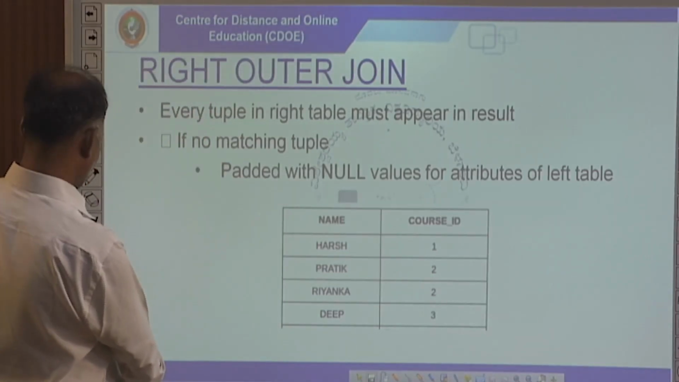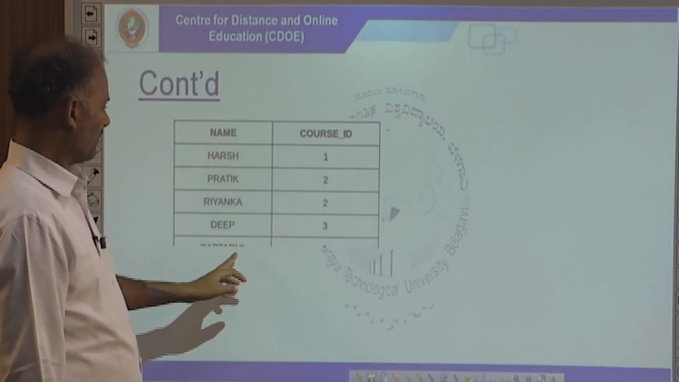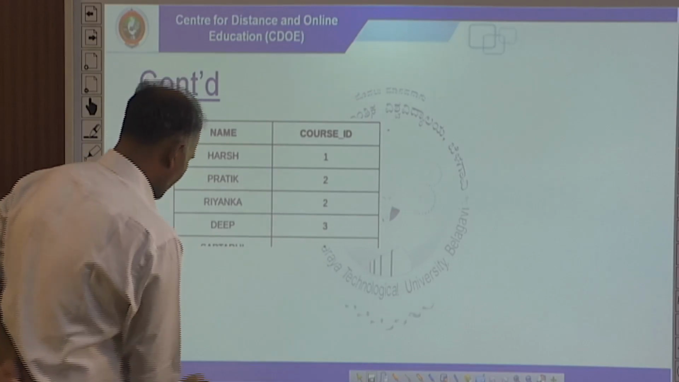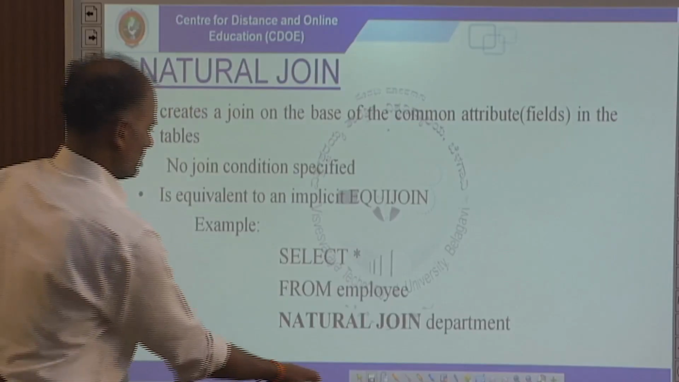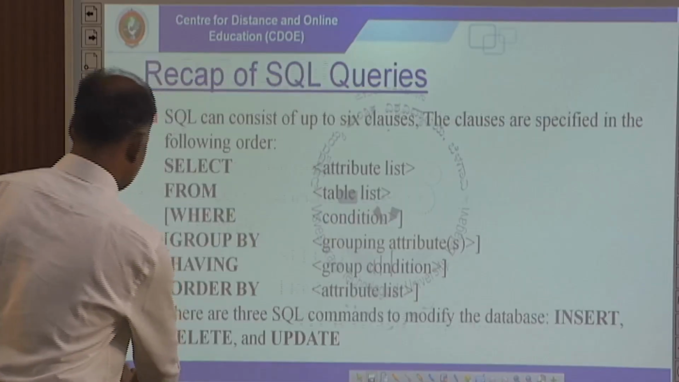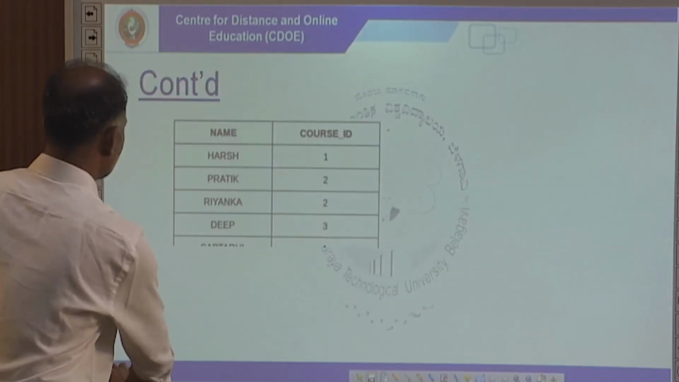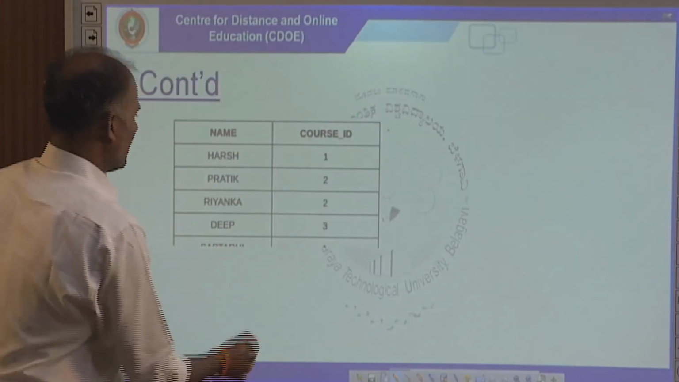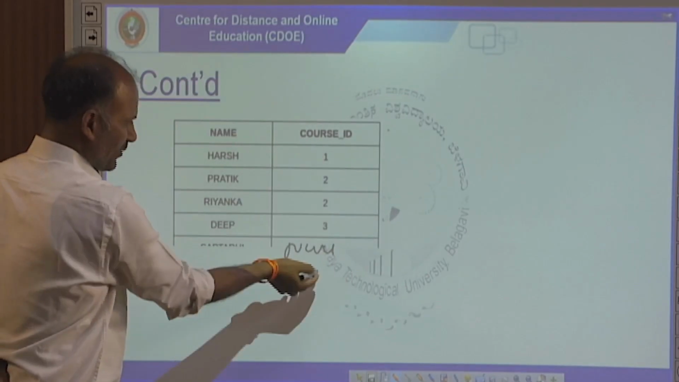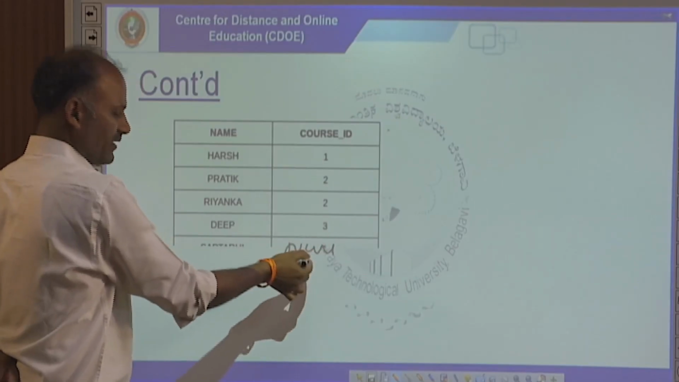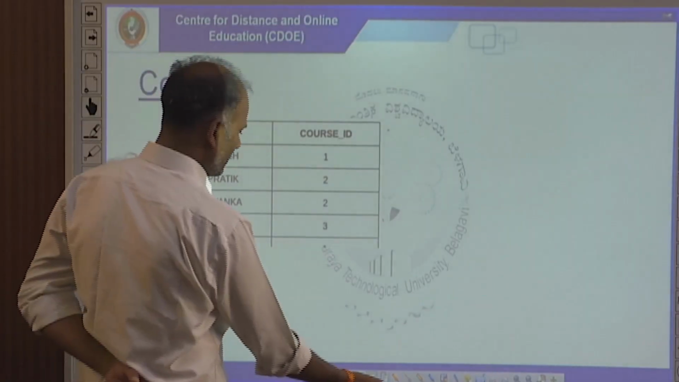So when you apply a left join, you get, say, this, and where there are no matching records, then for this value null will be there. So this is the left, the corresponding course. If the corresponding course ID does not exist, then null will be there.